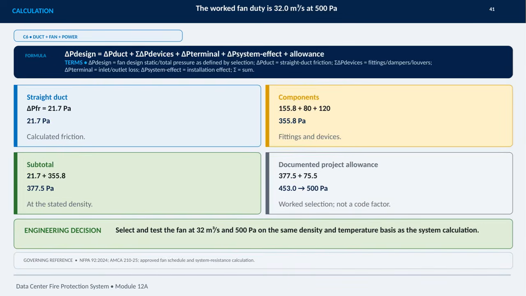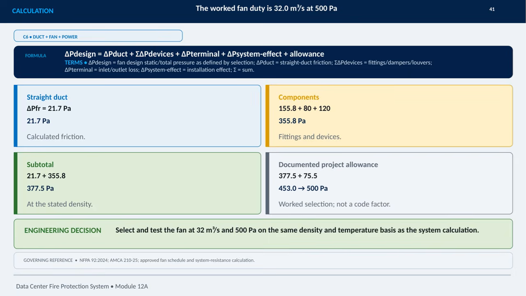This slide shows the worked fan duty calculation for the duct system. The governing relationship is that fan design pressure equals straight duct friction, the sum of device losses, terminal loss, system effect, and any documented allowance. For the straight duct, the calculated friction loss is 21.7 pascals. The fittings and other devices contribute 155.8, 80, and 120 pascals, for a combined 355.8 pascals.